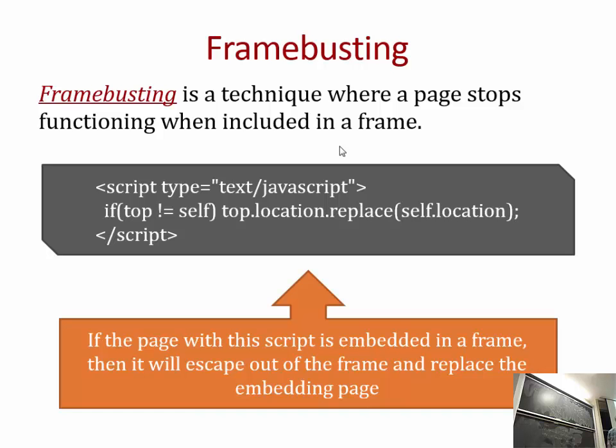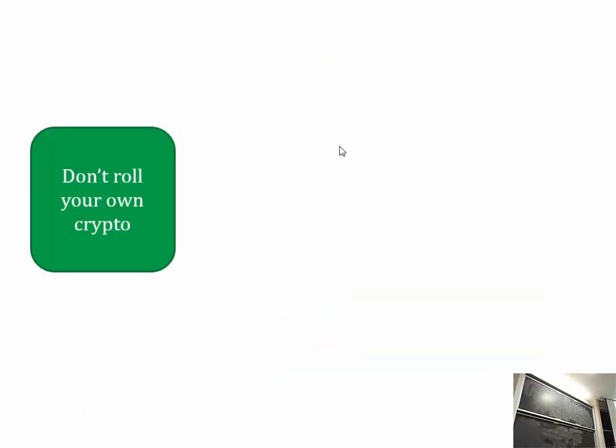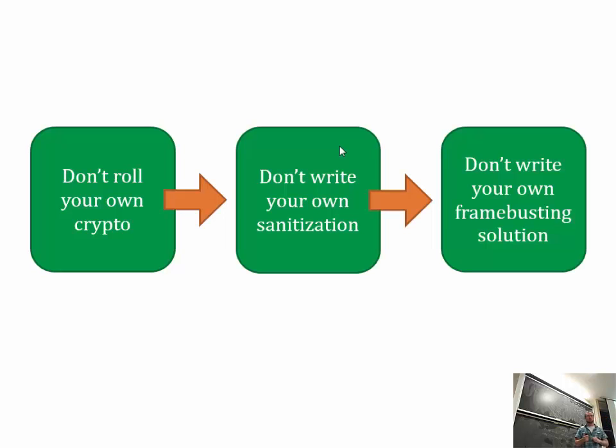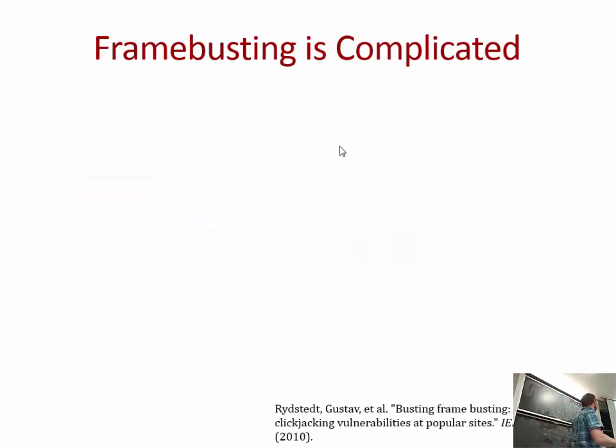If it were only this easy, right? So if there's any script here, if you're embedded in an iframe, somebody's going to squash you down and you don't realize that you're squashed down, this will break out of the frame and replace that embedded image. Otherwise it's not going to work. Of course, don't roll your own crypto, don't write your own sanitization, and please don't try to write your own frame busting solution because it's fraught with peril.